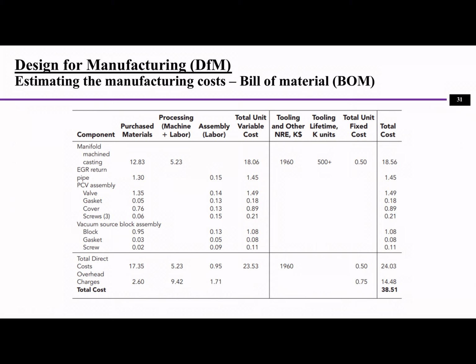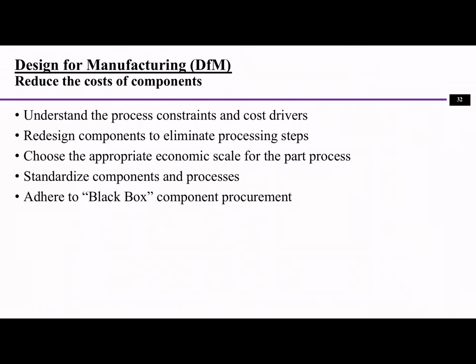You can see for each of the components, you can categorize what kind of costs are actually associated with each of the components, like purchase material, or assemblies, processing, tools, all of those things. Then you can add it all together, find out what the overhead cost and the charges are, and then find out what the total cost is for each of the components. So this is one way to calculate manufacturing costs using bill of materials.